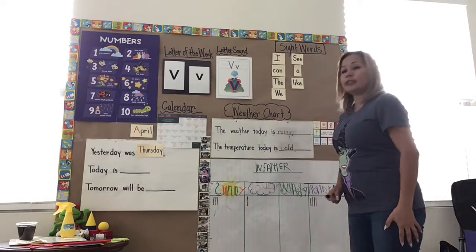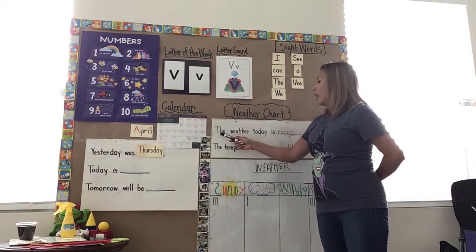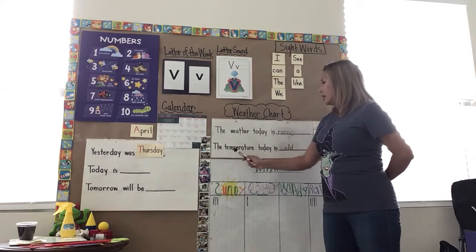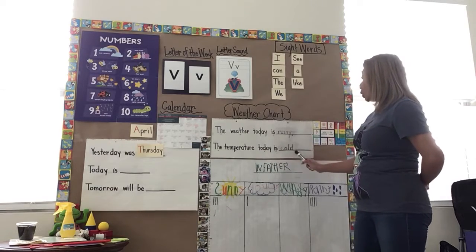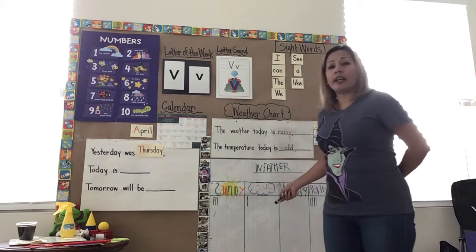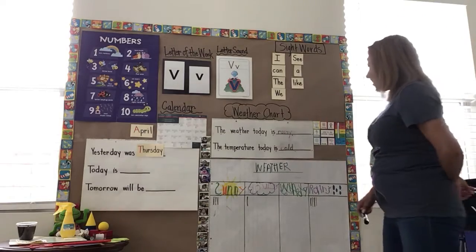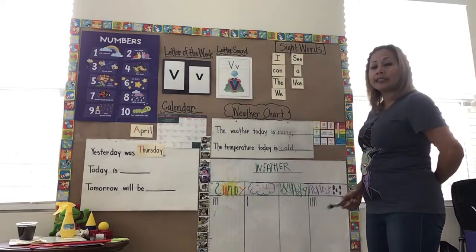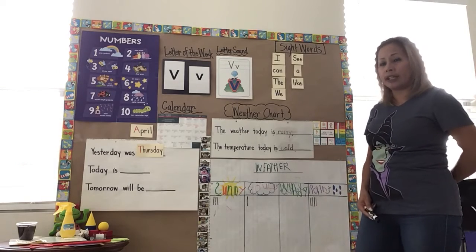So let's read the sentences together. The weather today is rainy. The temperature today is cold. So let's look at our weather chart. We need to add another tally mark to the rainy column because today is again another rainy day.